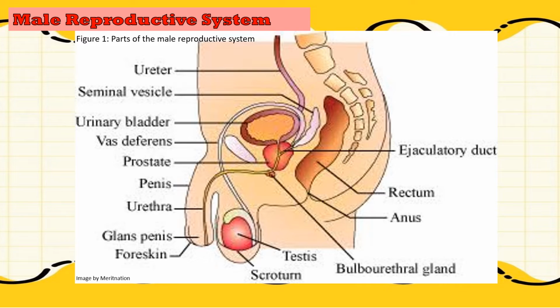Then we have here the epididymis behind the testes. It serves as the storage facility for the sperm cell, and it is connected to the vas deferens. This one. The vas deferens serves like a highway for the sperm cell before ejaculation.